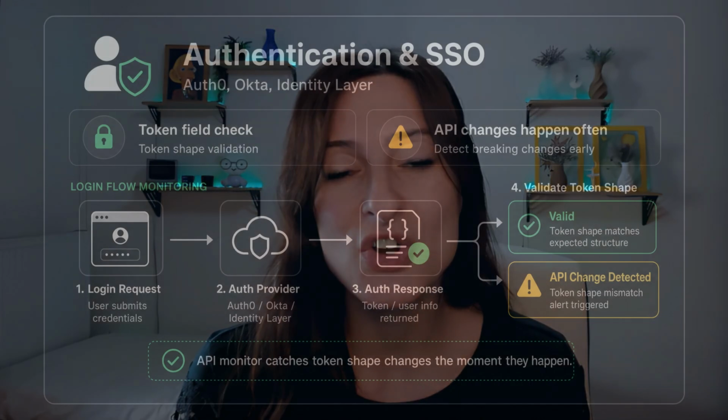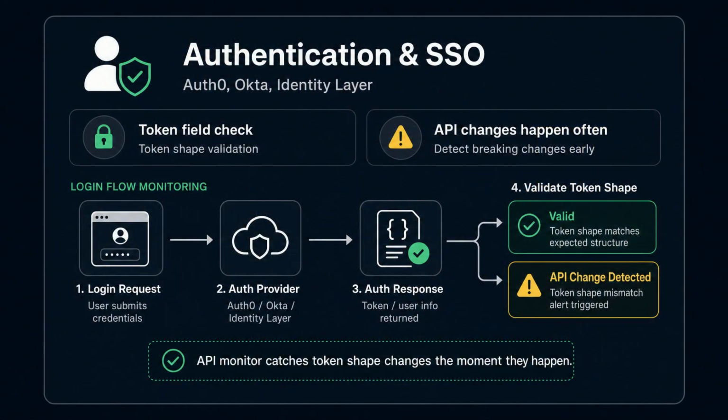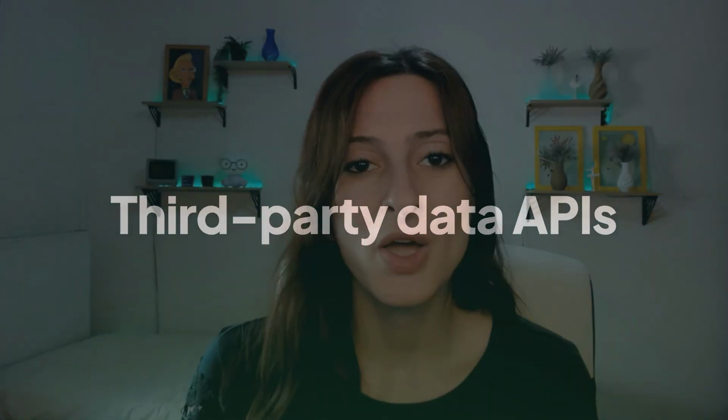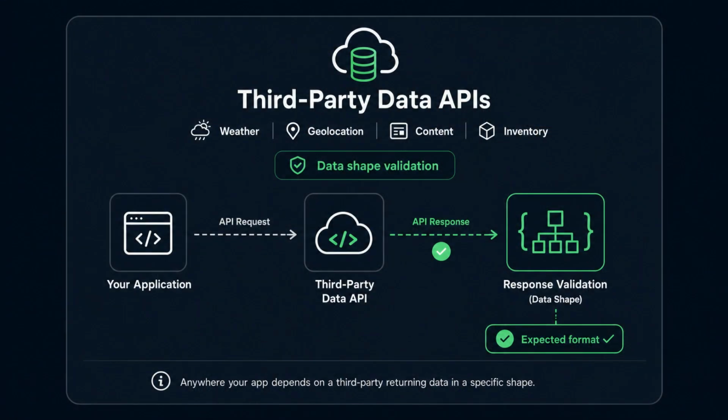Authentication and SSO providers: Auth0, Okta, your identity layer. If your login flow depends on a specific token shape or field in the auth response, API monitoring catches it the moment the provider changes their API, which they do more often than you'd hope. Third-party data APIs: weather services, geolocation, content APIs, e-commerce inventory feeds, anywhere your app depends on a third party returning data in a specific shape.